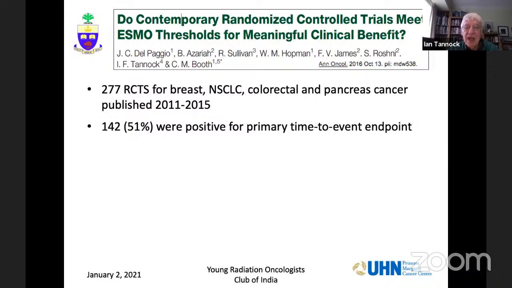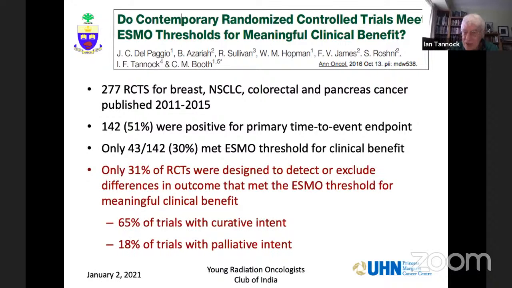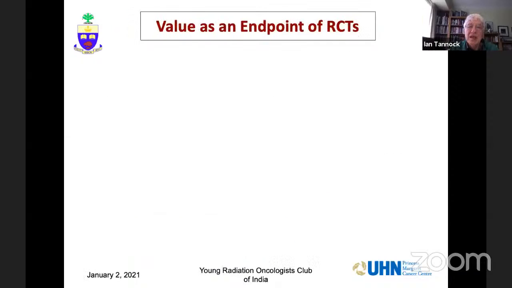He looked at a large number of trials of breast, lung, colorectal, and pancreas cancer, of which 50% were positive for the primary endpoint. But only 30% of the positive trials met the ESMO threshold for clinical benefit. And only 30% of trials were even designed to detect or exclude differences in outcome that met the ESMO threshold for benefit. Much better for curative intent, and indeed even a small difference that is statistically reliable in patients who are cured is important, but very few of them with palliative intent.